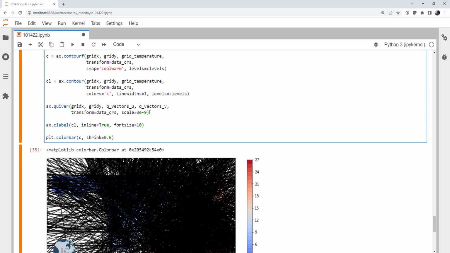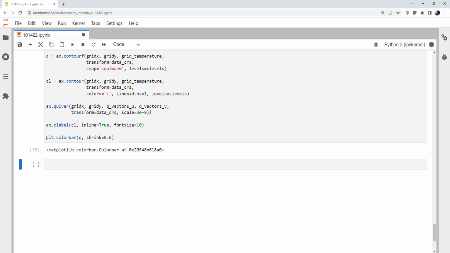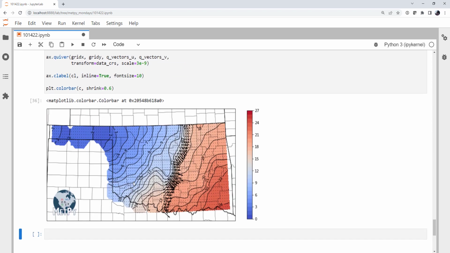3 times 10 to the minus 9 was a scale that I liked, because it makes all of these small vectors almost invisible, but we get this nice representation of where our frontogenic zone is, all these Q vectors pointing into the warm air. So I hope that you found this useful, seeing how we can take data from its raw form to a gridded form that we can then do numerical computations on and create plots from. I'll see you on next week's MetPy Monday.